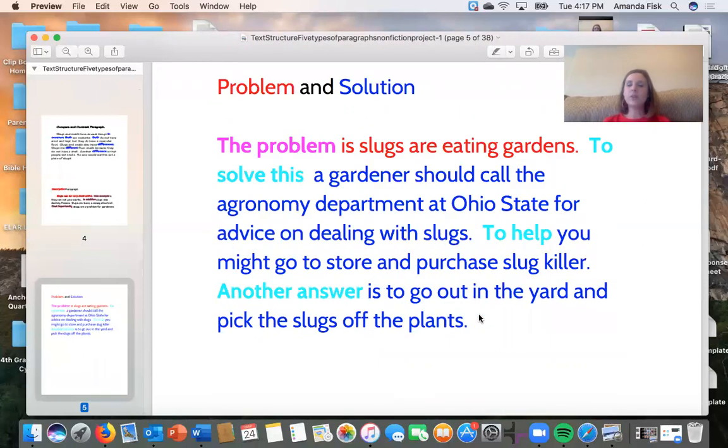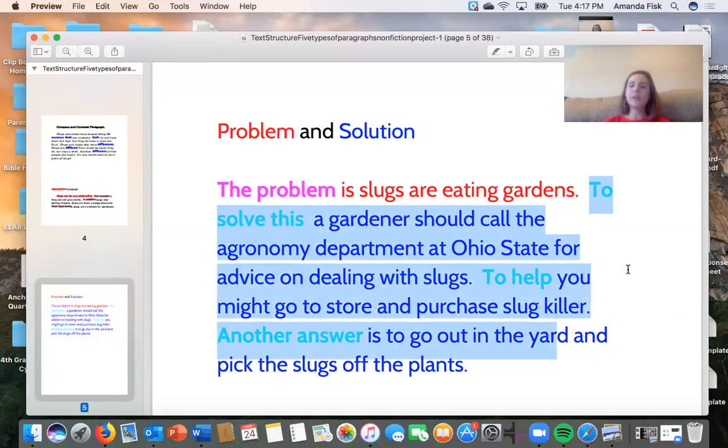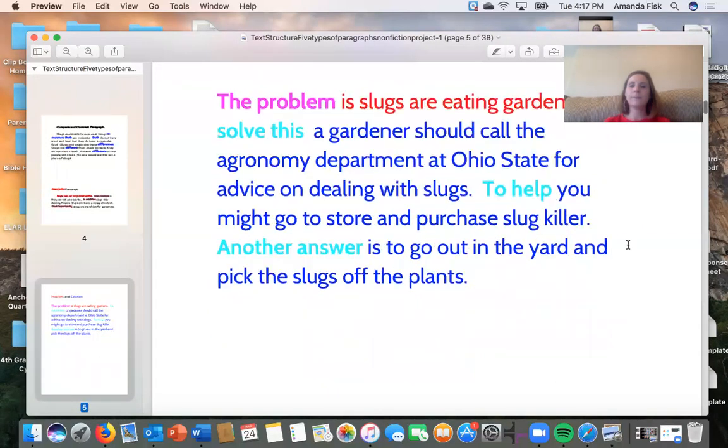They're saying one example, and so on. Problem and solution. You have to think about a problem with your particular organism or topic, and then also find a solution for it. And so here the problem is that slugs are eating gardens. Notice they've highlighted that again in these words to show me that they understand. And then they say to solve it and to help and another answer. These are all part of the solution to show me that they understand that particular text structure. So you'll find a problem, and then again, you'll find a solution for that particular problem.